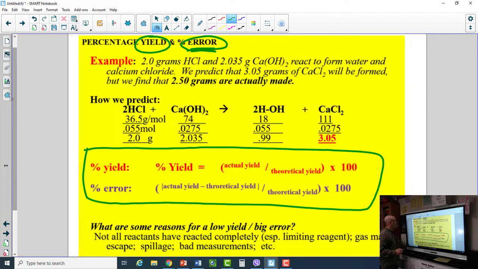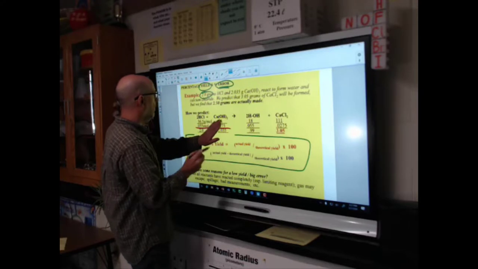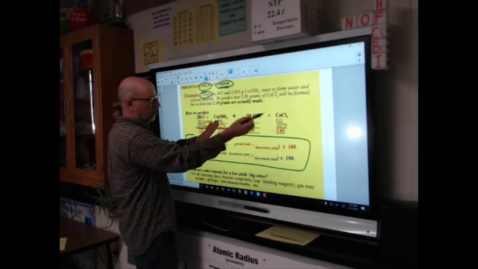So in this example, you start off with 2 grams of HCl and 2.035 grams of calcium hydroxide. So this is a limiting reagent problem. I randomly put in 2 grams of HCl here and 2.035 grams of calcium hydroxide here. Using molar mass, we calculated the moles. So we have to figure out which is the limiting reagent. So we cover up the moles. Here's the moles of hydrochloric acid, and here's the moles of this. So it's balanced already. It's a 2 to 1 to 2 to 1 mole ratio.